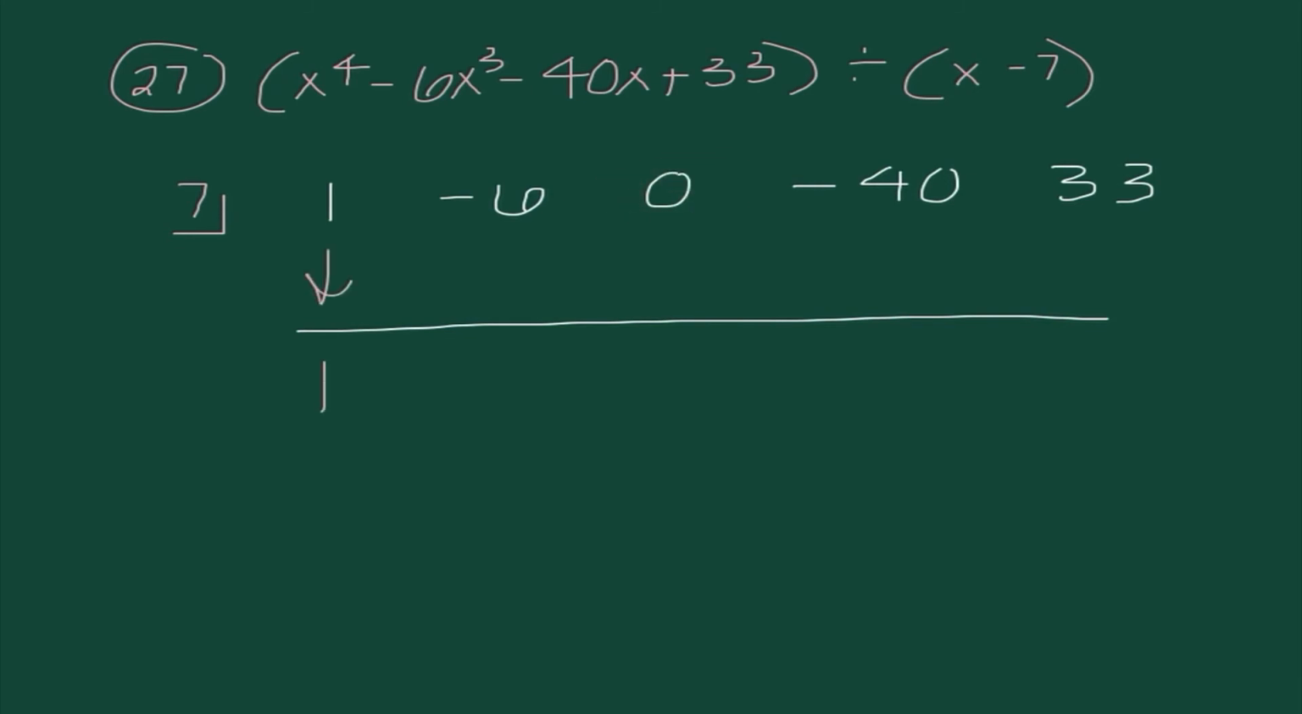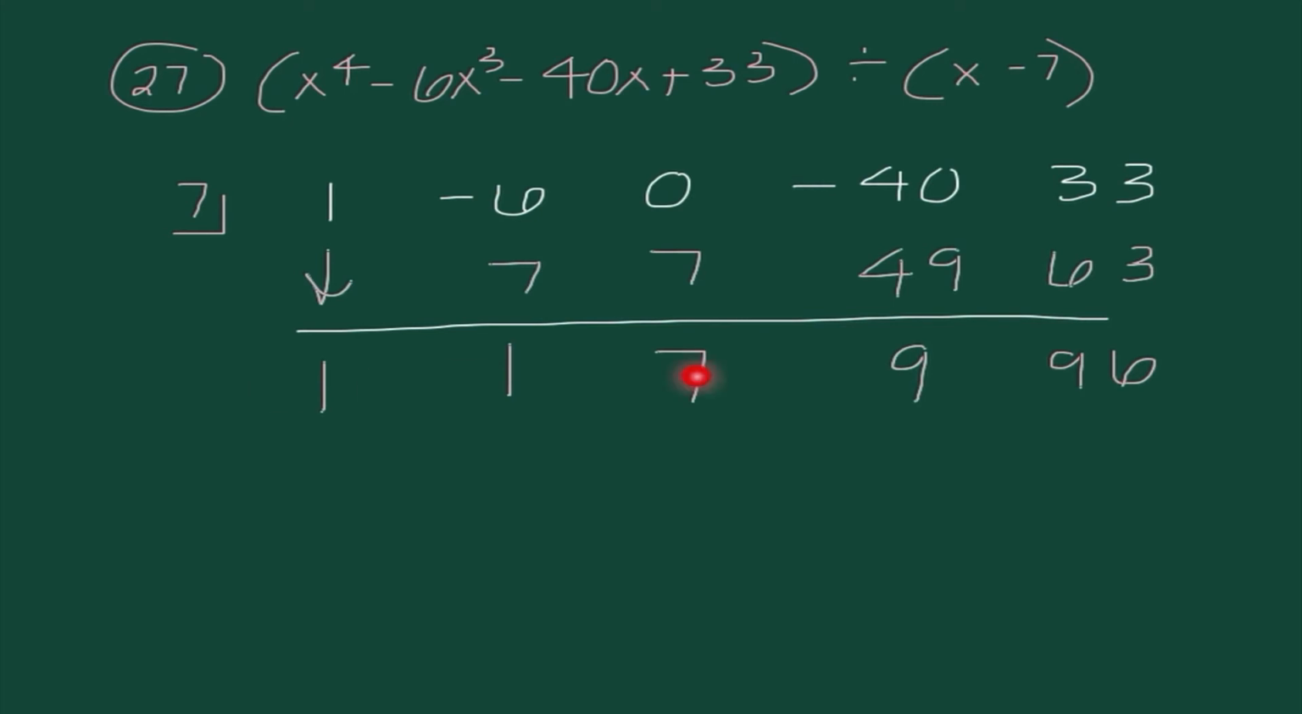Now I'm starting by bringing down the 1. 1 times 7 is 7. When I add, I get 1. 1 times 7 is 7. When I add, I get 7. 7 times 7 is 49. When I add, I get 9. 9 times 7 is 63. When I add, I end up getting 96.